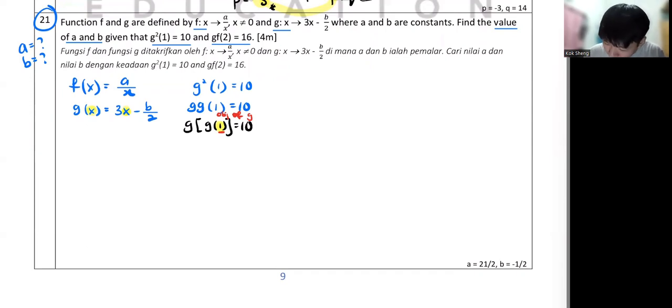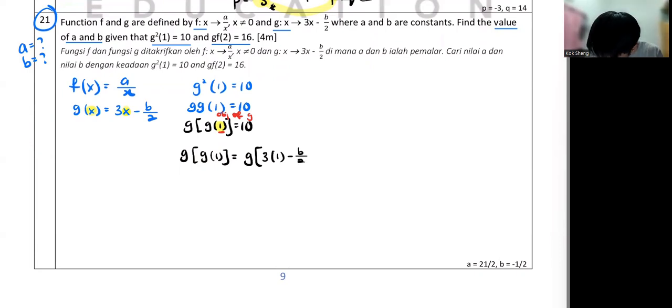Okay, so working right here. G bracket G1. Something to here, right? But the G bracket 1 here, no need to write because we already have it. So just sub into the right side only. So G still, we have one more G outside here. 3 bracket 1 minus B over 2.